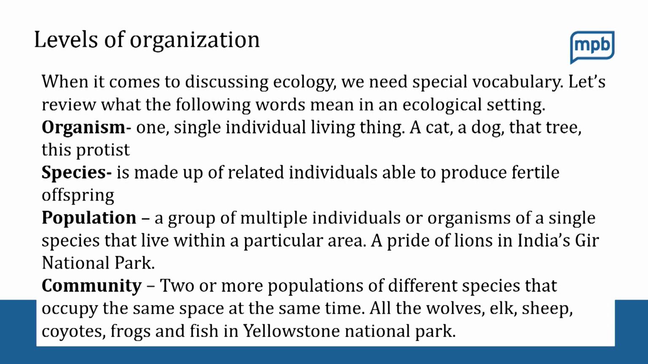Let's review some of the following words, and figure out what they mean in an ecological setting. A word that we've used a lot throughout this whole course is the word organism. What is an organism? Well, you are an organism. An organism is one single individual living thing. So a cat is an organism. A dog is an organism. That tree is an organism.